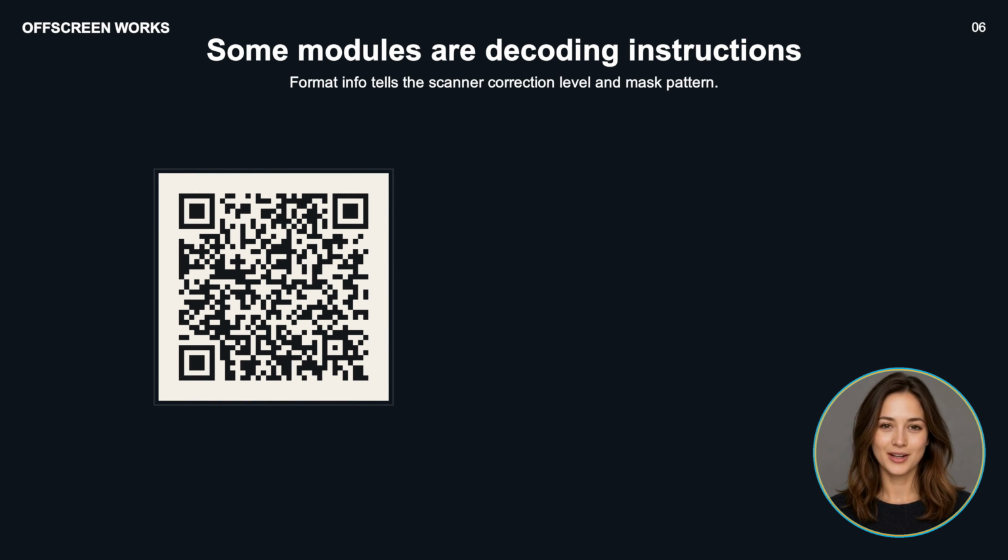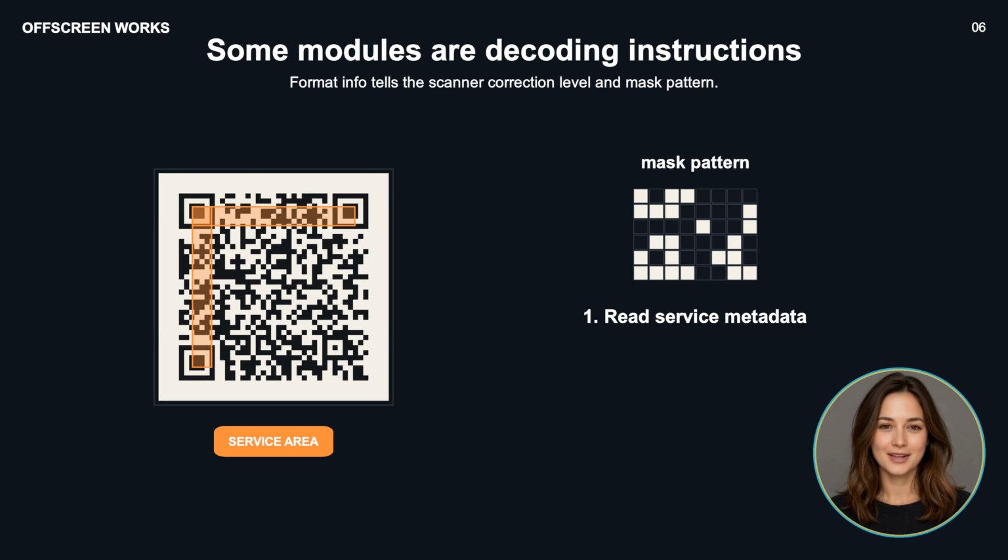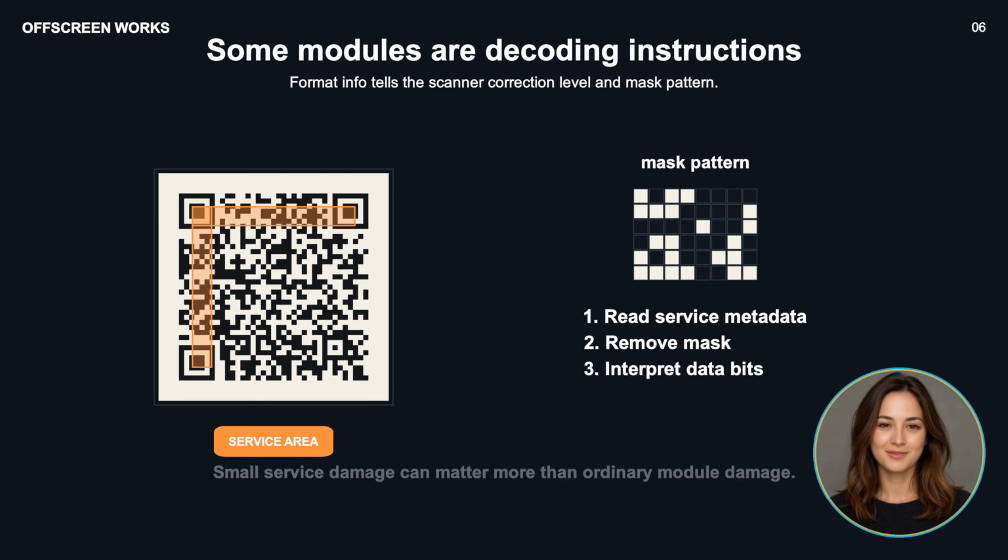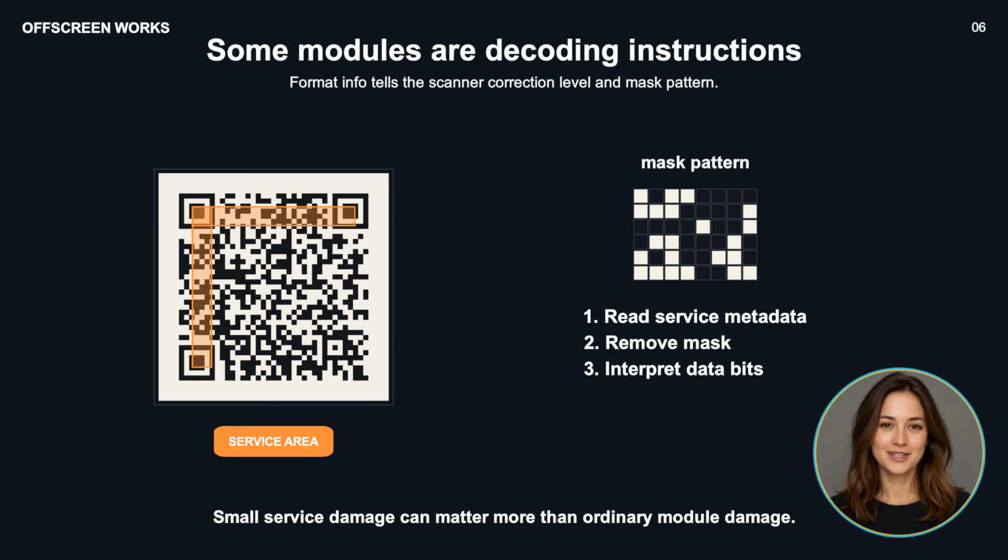Some parts of a QR code are not the message itself. They are instructions for decoding the symbol. Format information tells the scanner things like the error correction level and which mask pattern was used. The mask is a deliberate pattern applied to the data so the final QR does not contain visual patterns that are hard to scan. The scanner reads this service information, removes the mask, and only then interprets the data. That is why damaging a small service area can matter more than damaging the same number of ordinary modules.